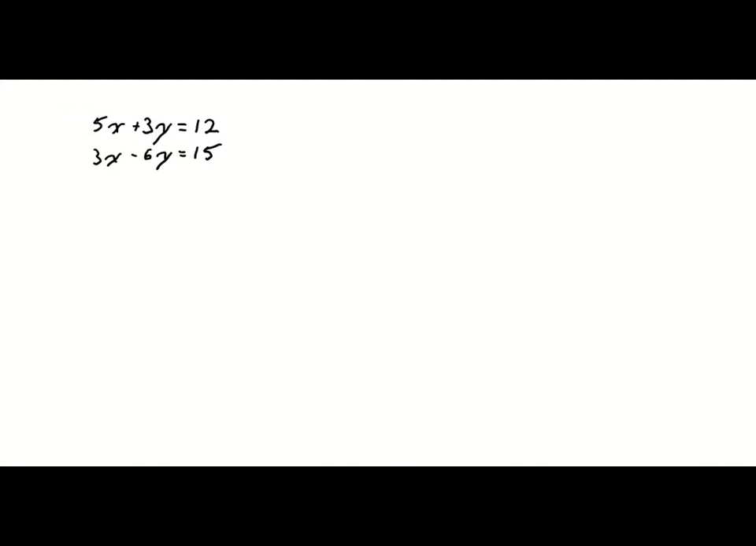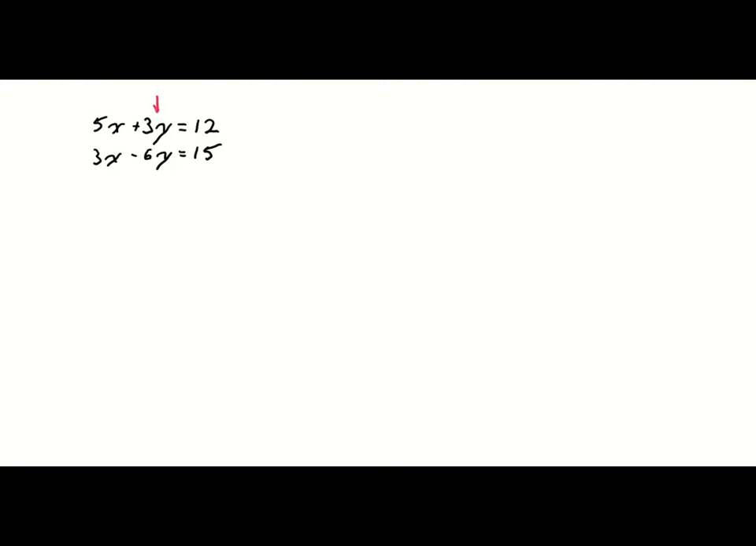Here we're going to solve our system of equations using the addition method. First thing we need to do is to pick either the x's or the y's, and we choose which one will be easier for us by looking at the coefficients. So we've got 5 and 3 for x, 3 and 6 for y, and we're going to have to find the least common multiple of those.